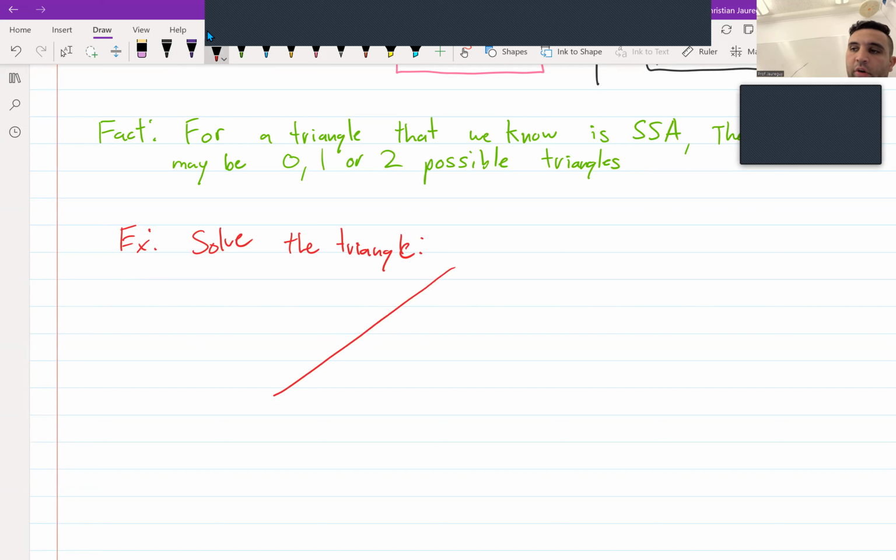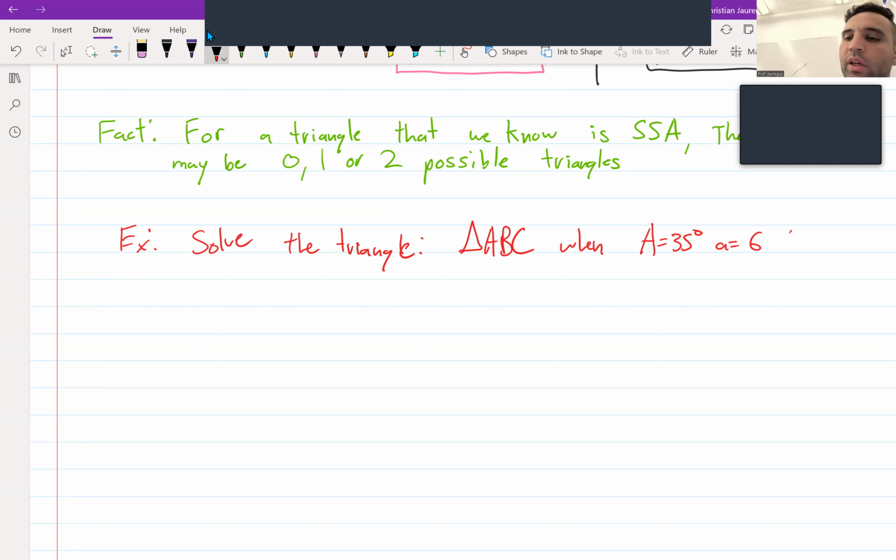You got this going on. And actually, let's say this a little bit better. Sorry, don't draw that picture. Let's say, solve the triangle ABC, when big A is 35 degrees, little a is 6, and then little b is 8.